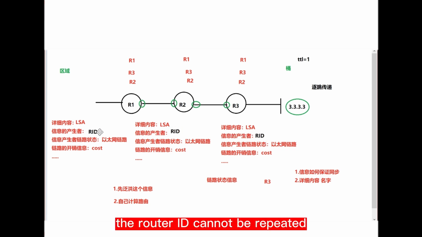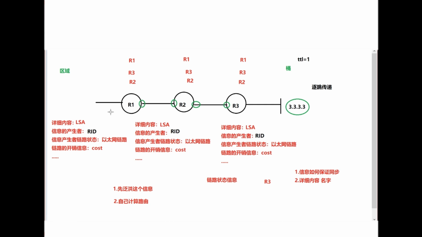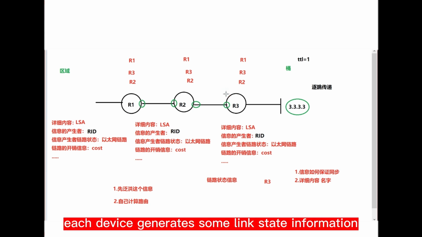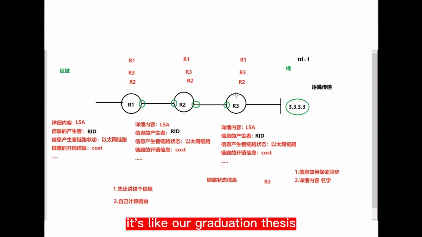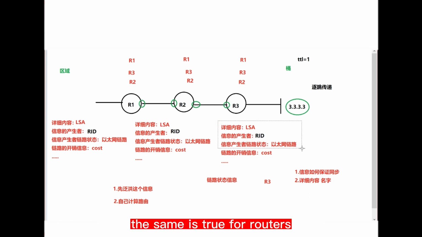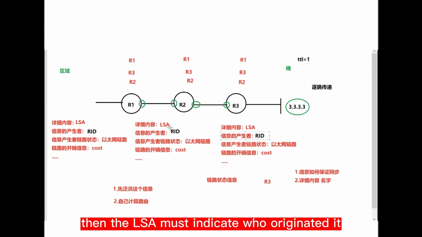The router ID cannot be repeated. For example, now between R1, R2, and R3, each device generates some link state information. They are not repeatable. It's like our graduation thesis. Everyone can't write the same content. The same is true for routers. Now the exchange is LSA, so the LSA must indicate who originated it.